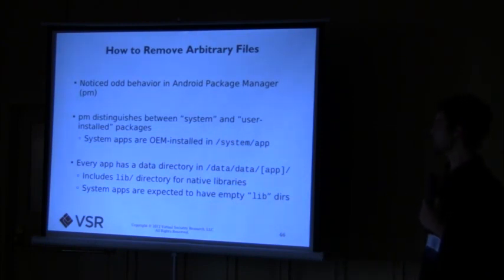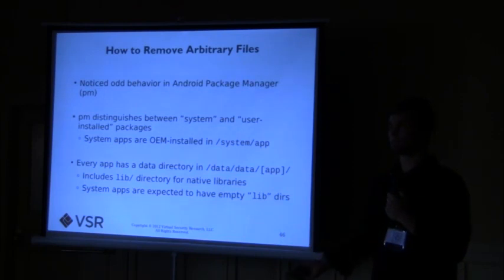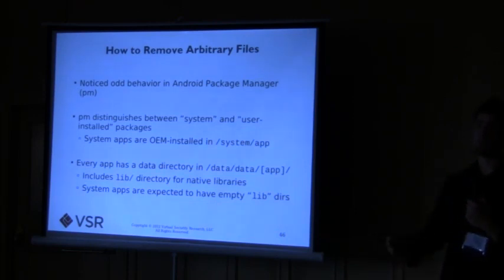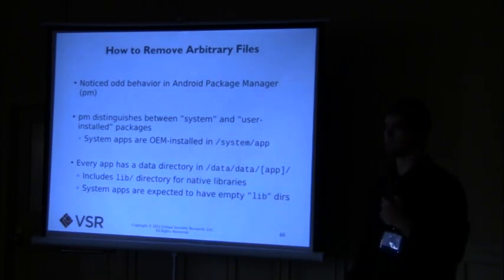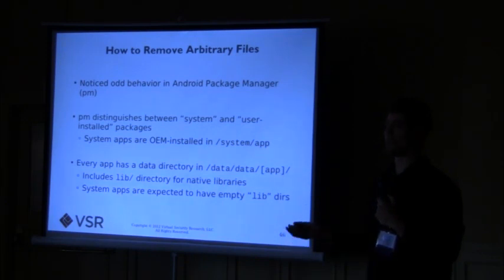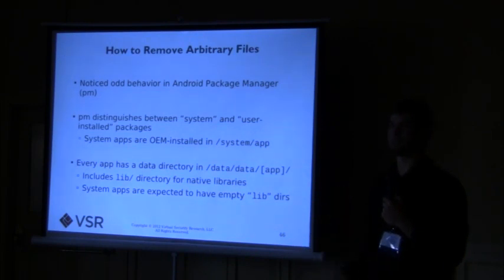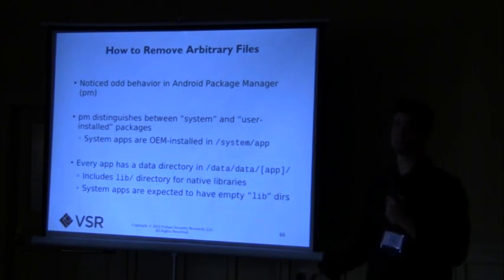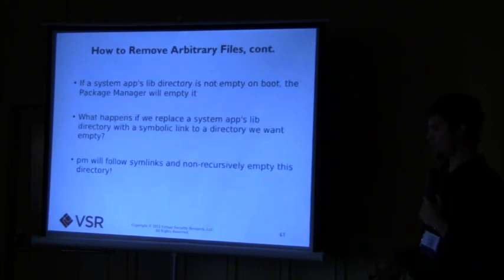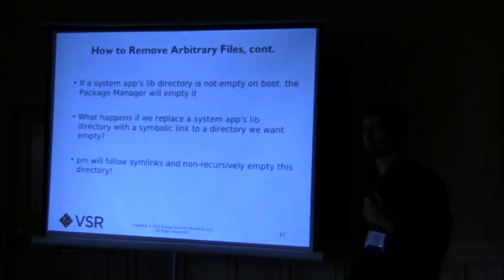And I noticed an odd behavior that the Android package manager has. PM distinguishes between system and user-installed applications, where user-installed applications are installed on the data partition, and system applications are installed by the OEM on the read-only system partition. Now on Android, every application has a data directory in the data, com.myapp.whatever directory. And inside here is a lib directory that is designed to have native libraries if your application has any. But system applications are expected to have an empty lib directory because all of their libraries are supposed to be on the system partition. And the package manager actually empties a system app's lib directory on boot if it's not empty.